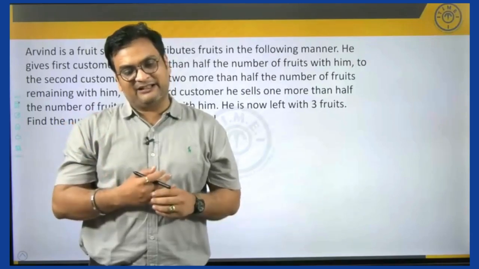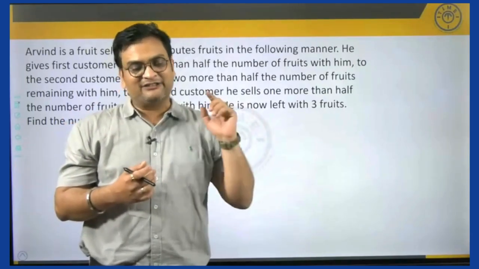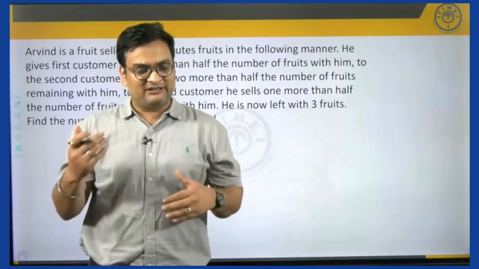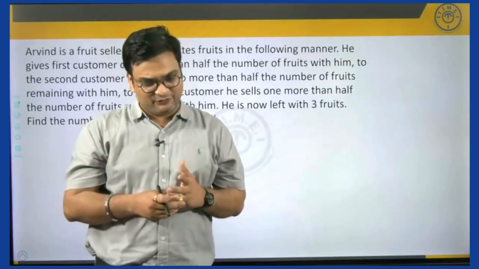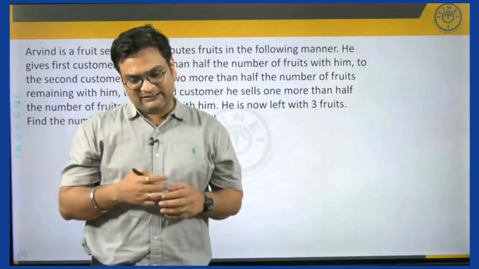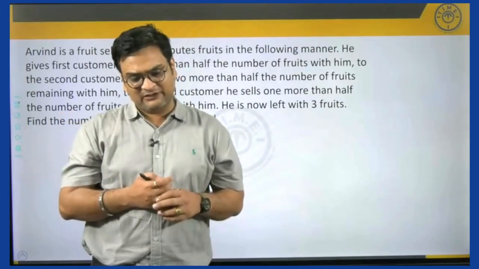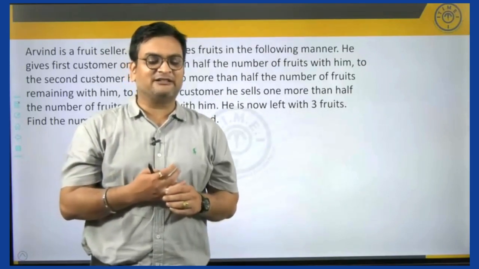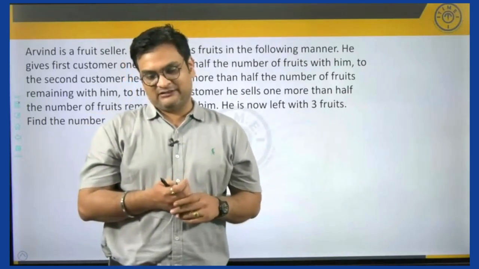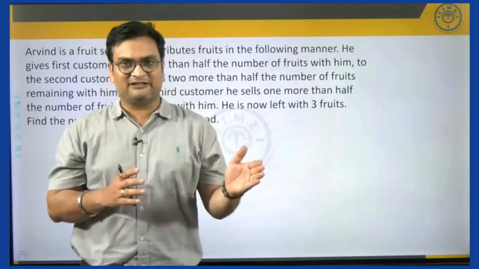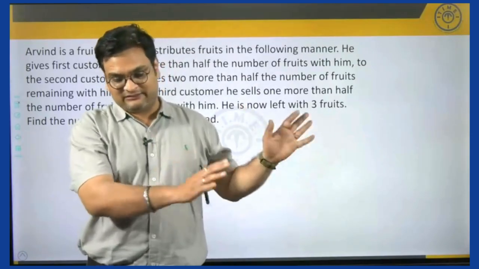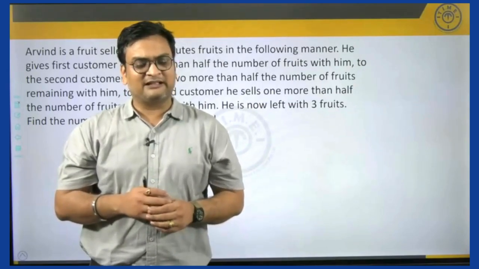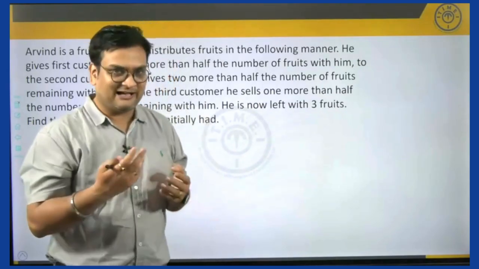To the second customer, he gives 2 more than half the number of fruits remaining with him. So, for the second customer, there is a change in the manner in which he is selling the fruits. To the third customer, he sells 1 more than half the number of fruits remaining with him. After the 3 customers are done with, he is now left with 3 fruits. Find the number of fruits he initially had.